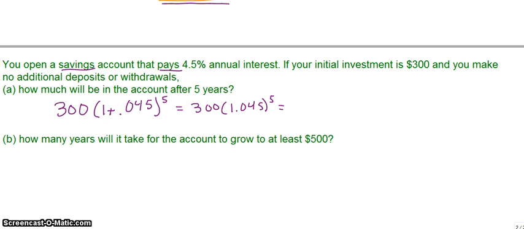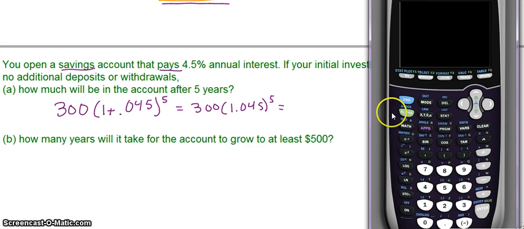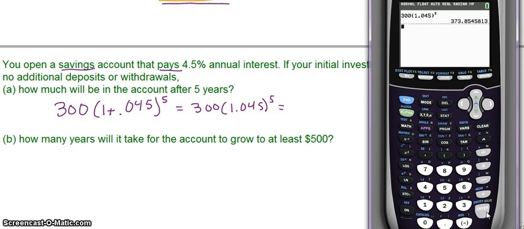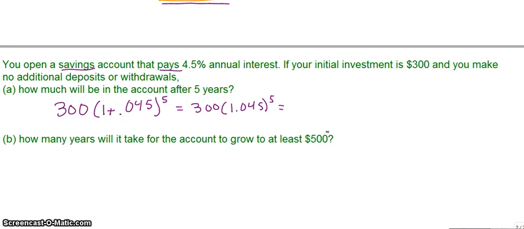And if I plug that into my trusty calculator, we see we have approximately $373.85. Money only goes to 2 decimal points, so we'll leave it at that for our amount. It's not bad for not doing anything with this money for 5 years. You get almost an extra 75 bucks.